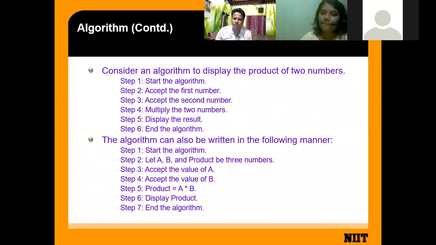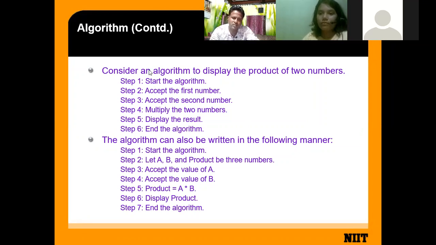How to multiply the two numbers and show the result. How to multiply the two numbers and show the result. For this, what is the algorithm? Now start the algorithm and end the algorithm.